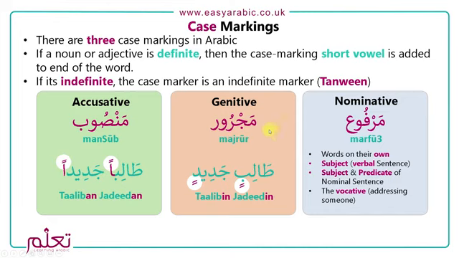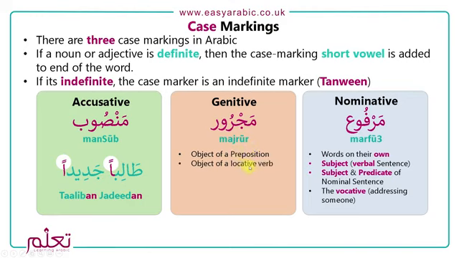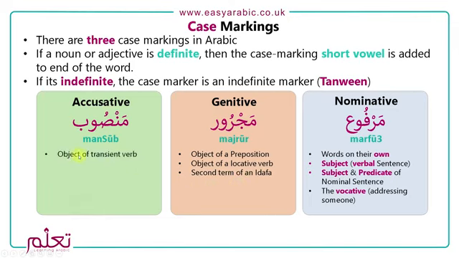The genitive is when it's an object of a preposition. Prepositions are words like to, in, on. Or if it's an object of a locative verb, or if it's the second term of an idafa. So when we cover subject and predicate, the second term will be the genitive. It will be the second term of the idafa. We'll cover that in this session as well. And then accusative is when it's the object of a transitive verb, or an expression of time, place, and manner.